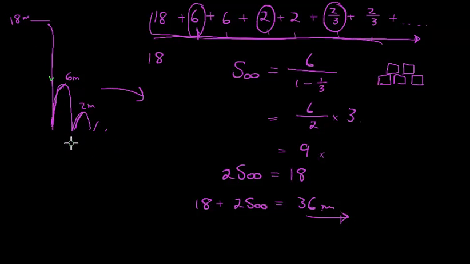Now you must look at all the distance it traveled. It traveled 18 down, so 18. Then it traveled 6 up, 6 down, 2 up, 2 down, plus 2 over 3 up, 2 over 3 down, plus, and now 2 over 9. So now each time you're going to multiply by a third. Say if you didn't think of taking out the repetitions, would it still be possible to work it out?